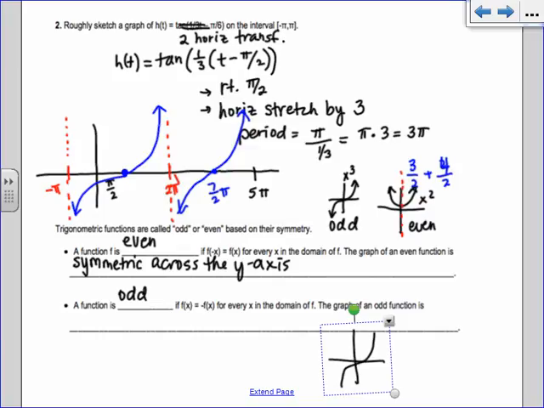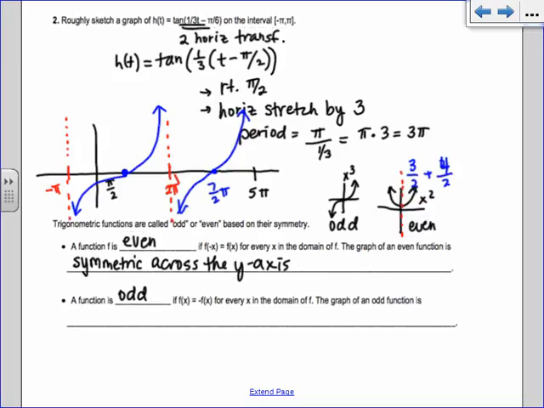So do you guys see, it was y equals x cubed, and when I rotate it 180 degrees, I get exactly the same function. Okay, so that's what it means to be an odd function. So it's kind of strange. Let me scoot this back up a little bit.